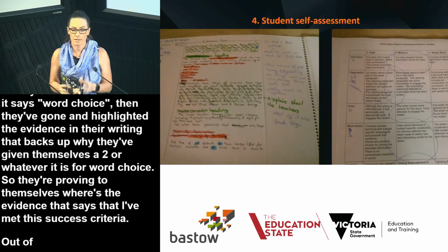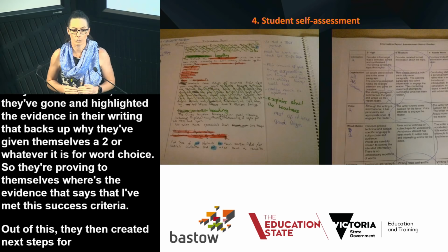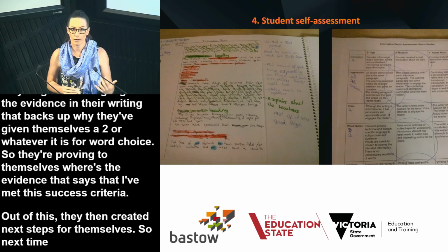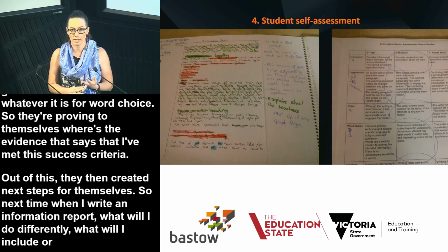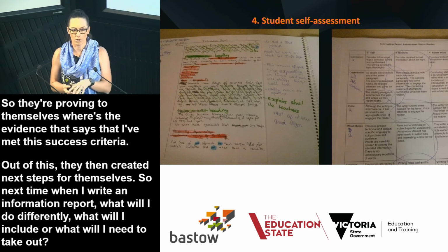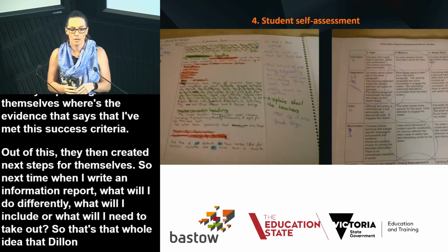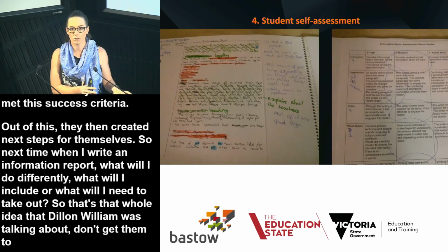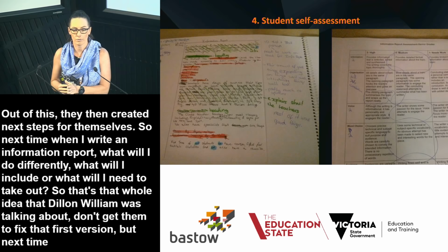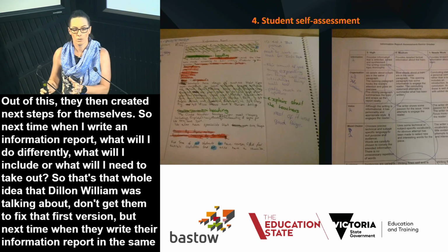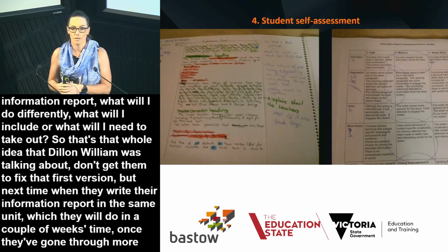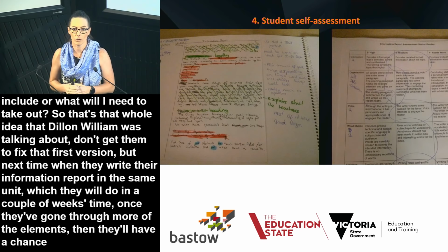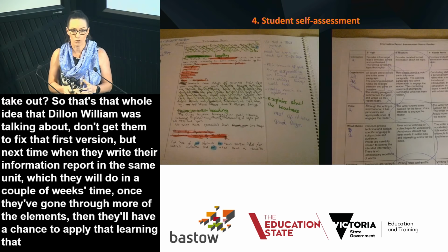Out of this, they then created next steps for themselves. So next time when I write an information report, what will I do differently? What will I include, or what will I need to take out? That's that whole idea that Dylan Wiliam was talking about. Don't get them to fix that first version, but next time when they write their information report in the same unit, which they will do in a couple of weeks' time once they've gone through more of the elements, they'll have a chance to apply that learning, if that makes sense.